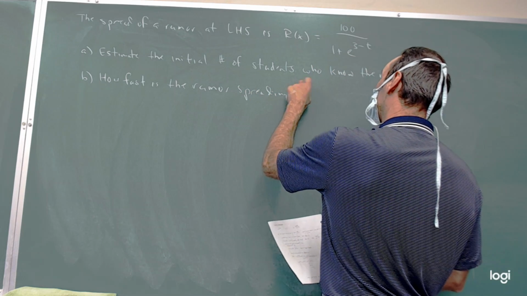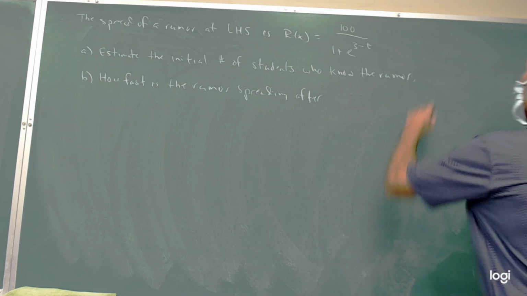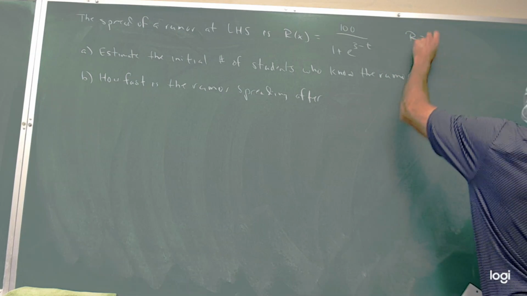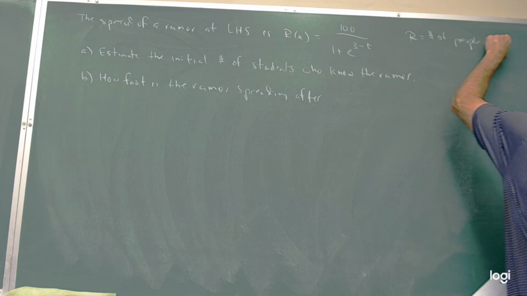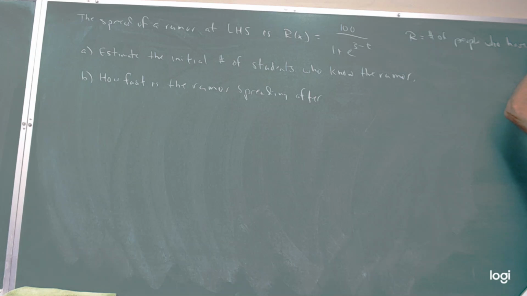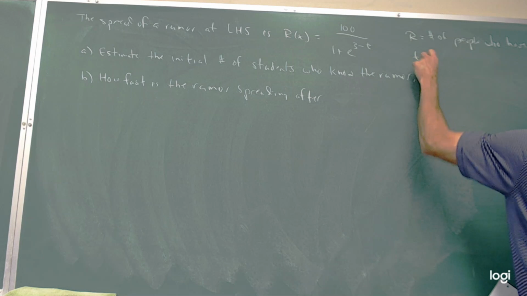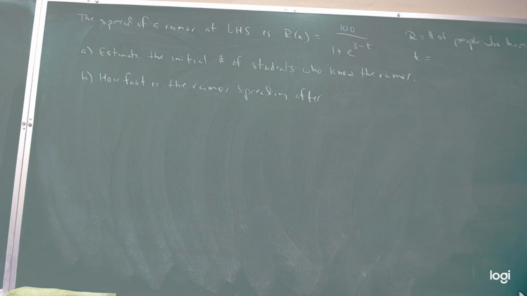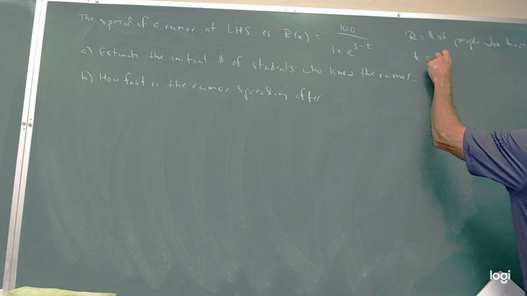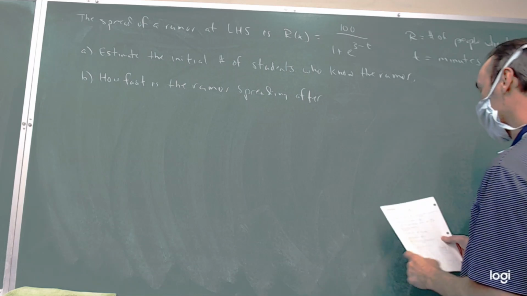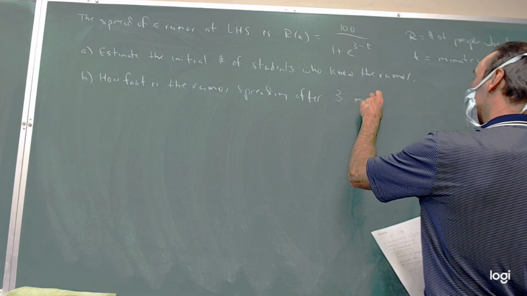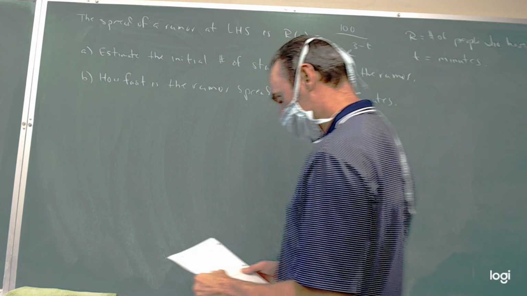Oh, no, that's after. So we'll say that R is the number of people who now have heard the rumor. Number of people, and E is like 2.7. And we will say T is the time in, what do you think? Hours, minutes, seconds? We'll say minutes. So after, we'll say 3 minutes.